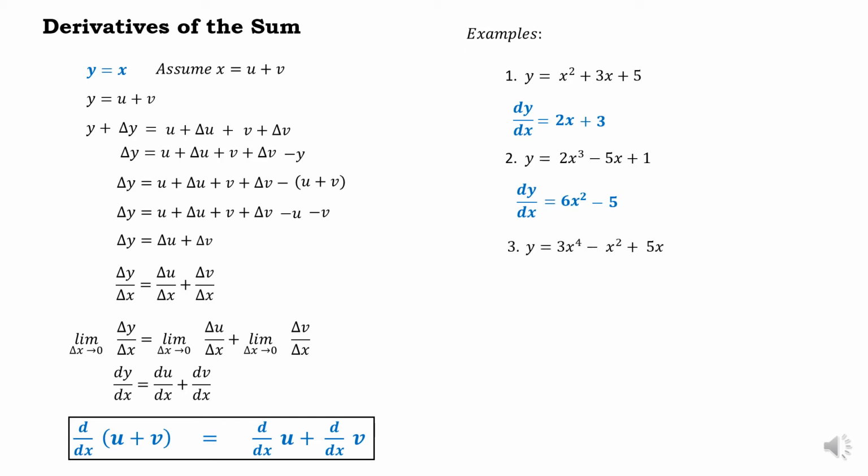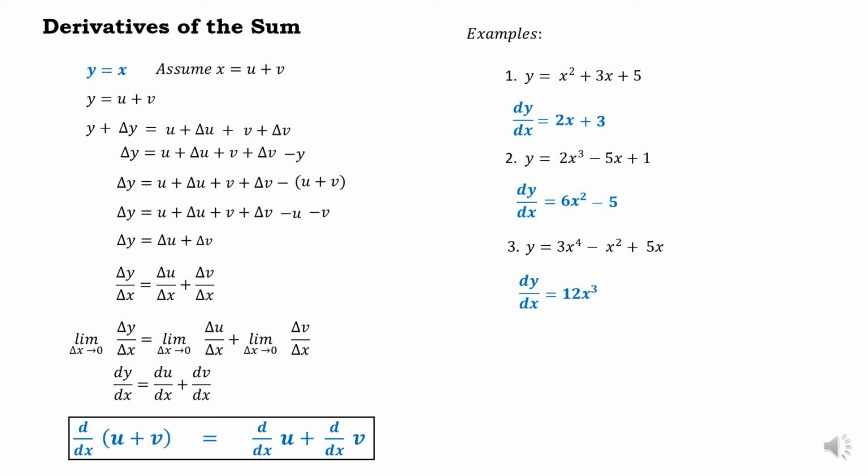Number 3, derivatives of y, which is equal to 3x raised to the 4th power minus x squared plus 5x. The derivatives of y with respect to x is equal to the derivatives of 3x raised to the 4th power. Since the coefficient is 3 and the exponent is 4, just multiply the coefficient by the exponent, or 3 times 4 is equal to 12. Then subtract 1 from the exponent. X raised to the 4th power becomes x raised to the 3rd power. Therefore, the derivatives of 3x raised to the 4th power is equal to 12x cubed.